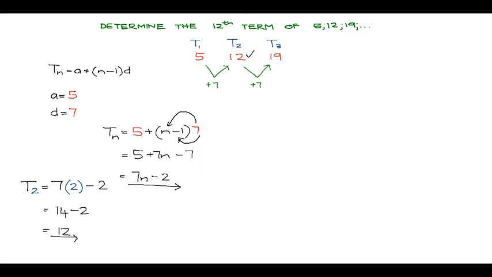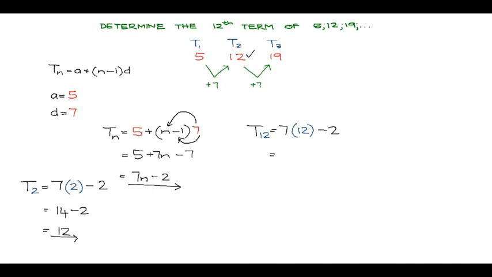And guess what? Easy peasy lemon squeezy. We're going to do the exact same process we did a moment ago, except instead of substituting 2, we're going to substitute 12, because they've asked for the 12th term. So T12 is equal to 7, open brackets, 12, close brackets, minus 2.